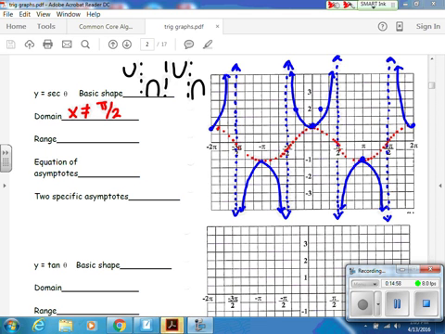Now what's the difference between pi over 2 and 3 pi over 2? How far apart are they? 180 degrees, which is how much in radians? Plus pi n. That's how often those are going to happen. They're going to start at pi over 2, and then they're going to happen every pi units. So I'm just going to put pi times n.